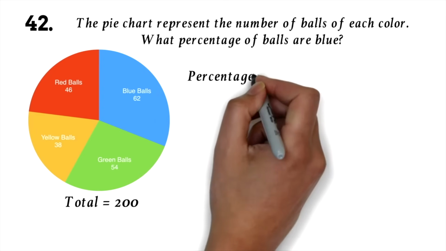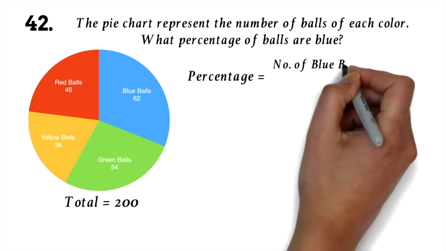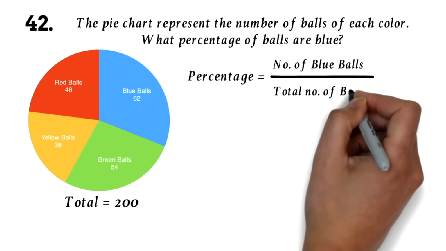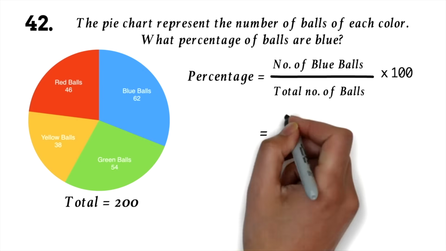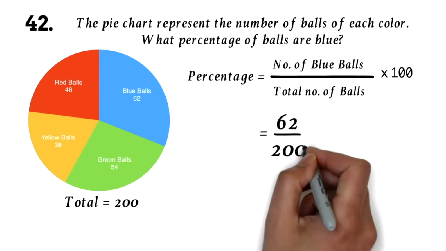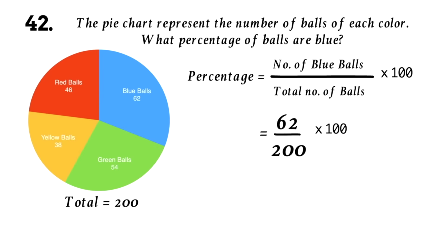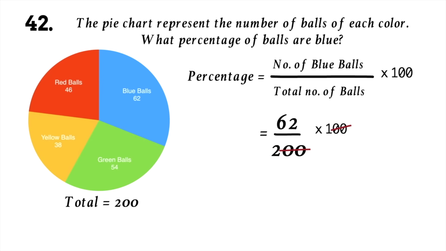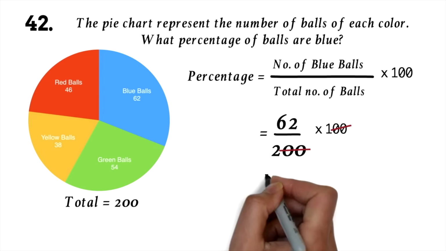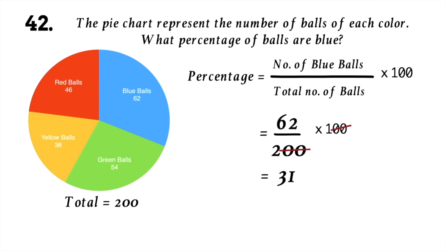The percentage of blue balls will be the number of blue balls over the total number of balls times 100. So we have 62 over 200 times 100. After setting this up, the rest is your basic multiplication and division to get the answer. Here, the zeros will cancel out. 62 divided by 2 is 31. So 31% of the balls are blue.